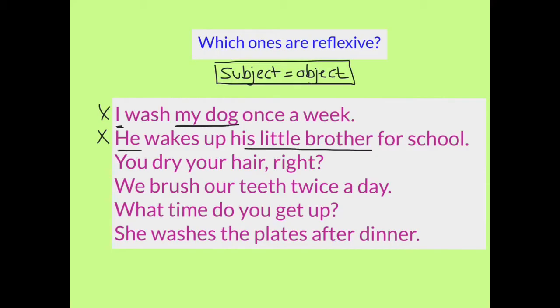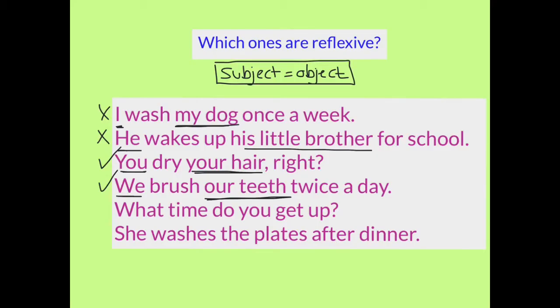You dry your hair, right? Yes, reflexive. Why? Who's doing the drying? You. What's being dried? Your hair. Are these part of the same people? Yes, so therefore that is reflexive. We brush our teeth twice a day. Yes, reflexive. Why? Who's doing the brushing? We. What's being brushed? Our teeth. Do those belong to the same people? Yep, so the subject and the object are the same.